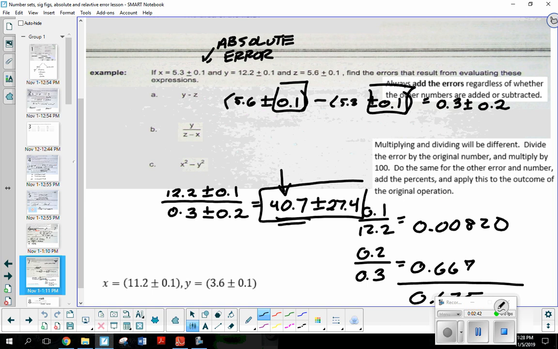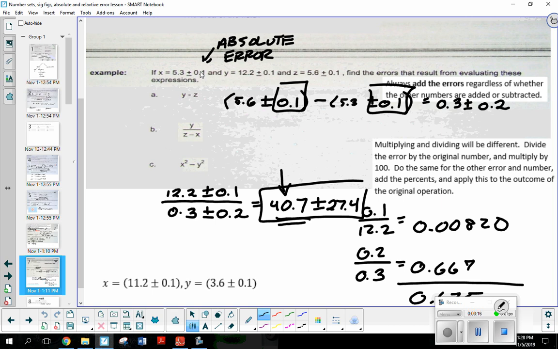Now, if you're going to add or subtract values that contain error, adding and subtracting are the easiest operations. You simply add or subtract the exact values. What you're adding or subtracting for the error is the absolute error. In this case, all of them have an absolute error of 0.1. Whether you're adding or subtracting doesn't matter, you always add those errors. In the y minus z, we subtracted 12.2 minus 5.6, but we added the 0.1 plus the 0.1, which is where we got the 0.2.